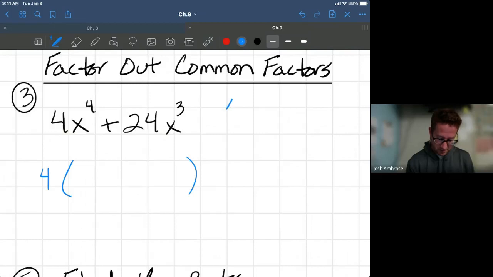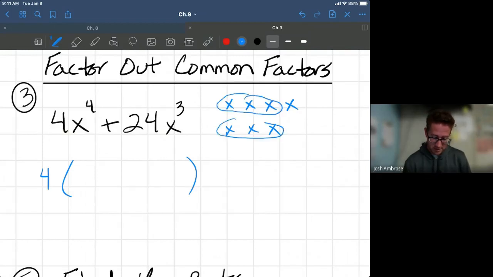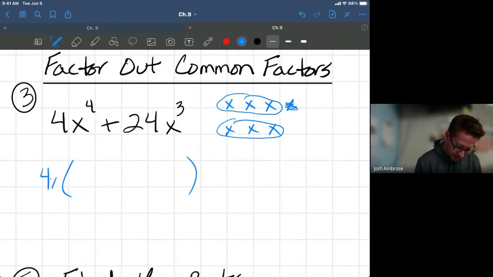If you have 4 x's, and then the other side has 3 x's, I would then ask you, how many x's do they have in common? They have 3 x's in common. This one is left out because I can't say they had that last one left in common. So that means I'm also taking out x to the power of 3, pulling that out.